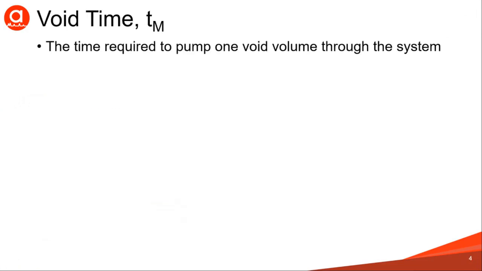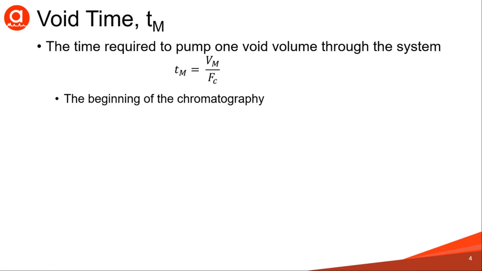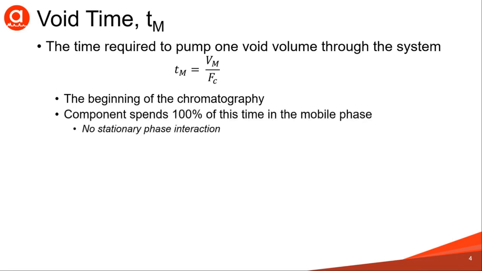Our first concept is the void time. This is the time required to pump one void volume through the system. We can calculate this if we know the void volume and the flow rate. This is the beginning of the chromatography. And any component that elutes in the void time spends 100% of this time in the mobile phase. That is, there's been no stationary phase interaction. It came through in the minimum time, no stopping along the way.